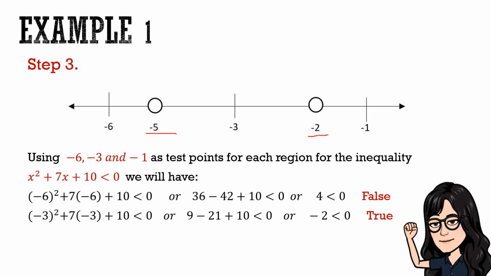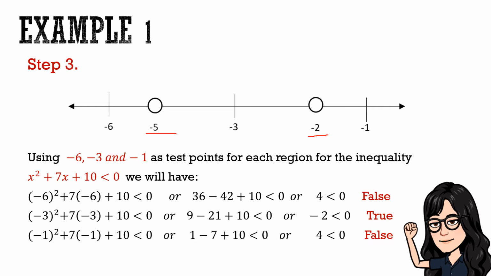Let's try negative 3 as our test point. Negative 3 squared plus 7 times negative 3 plus 10 less than 0. Multiply negative 3 by itself. We have 9 minus 21 plus 10 less than 0, or negative 2 less than 0, and that is true.